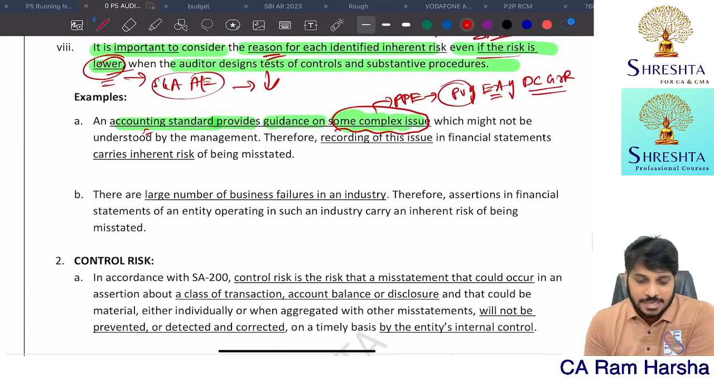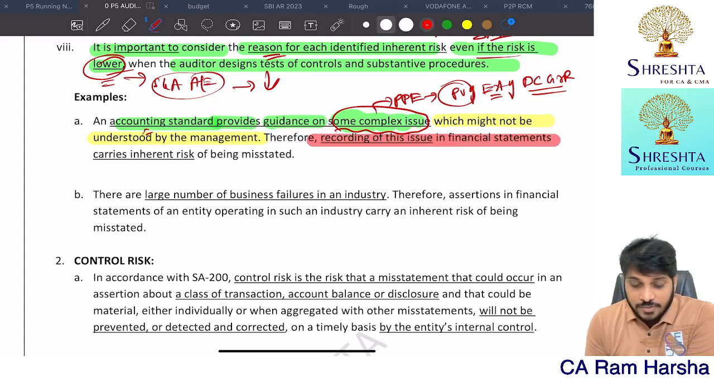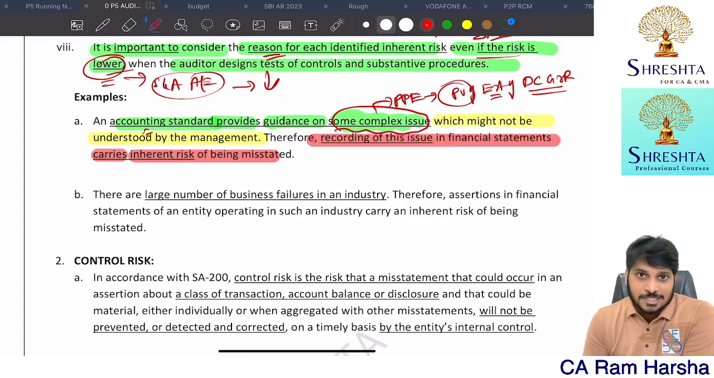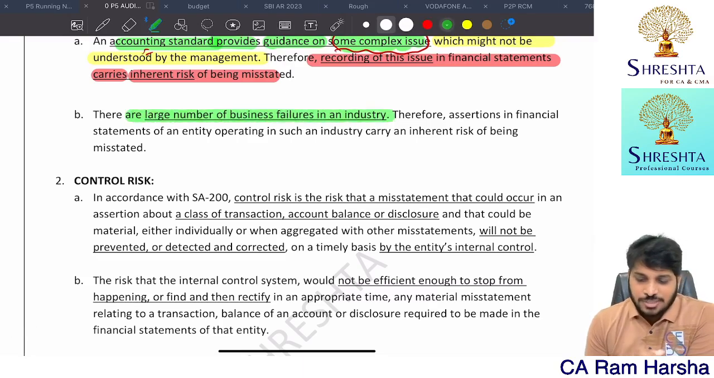The accounting standard gives guidance which might not be understood by management. Management did not understand this decommissioning, all that. Therefore, recording of this issue in the financial statements carries inherent risk. So there is a possibility that the property, plant and equipment capitalization cost is not proper, and accordingly depreciation is not proper. That's a risk.